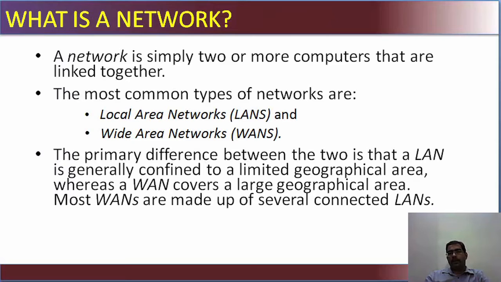So, what is a network? It is simply two or more computers connected together or linked together using some form of communication medium. The most common types are LAN and WAN. So most of you would have heard about LAN and WAN. The primary difference between the two is that a LAN is generally restricted to a limited geographical area, whereas a WAN covers a large geographical area. Most WANs are made up of several connected LANs.